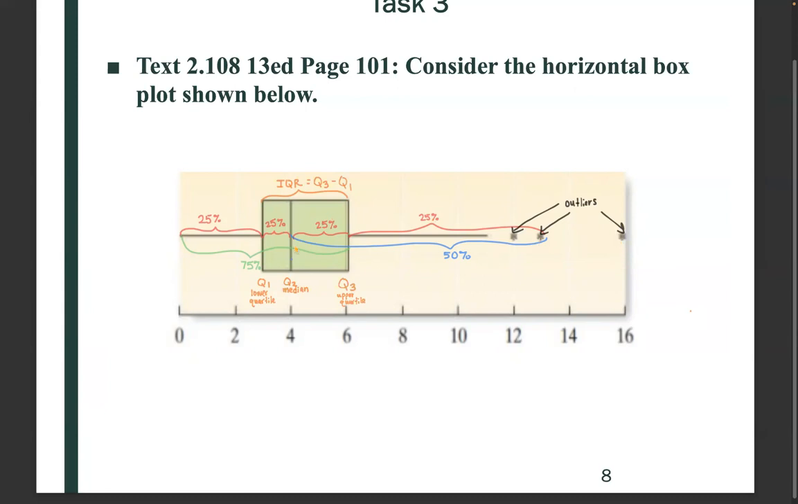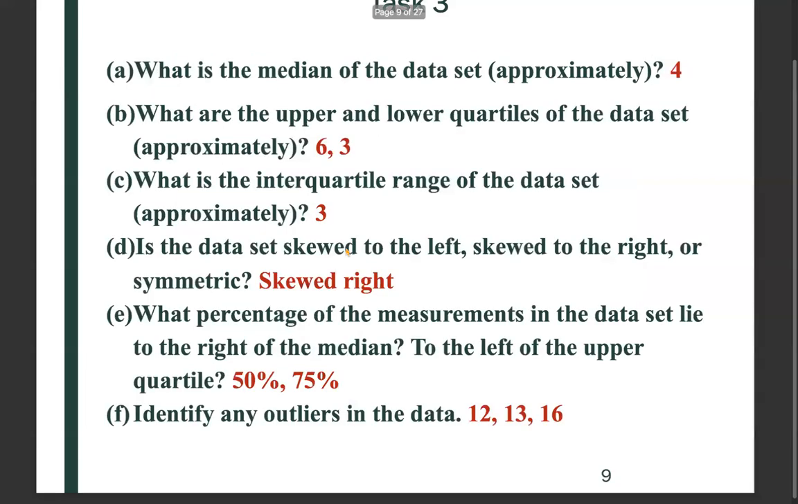So here, you can either think 25 plus 25, or we have 50% of the data that lies above the median. And then the other question was, what percentage of the measurements in the data set lie to the left of the upper quartile? Here's the upper quartile, and we want to know how much of the data set lies to the left of it. Here we have 3 25% chunks, or equivalently, 75% of the data lies to the left of the upper quartile.